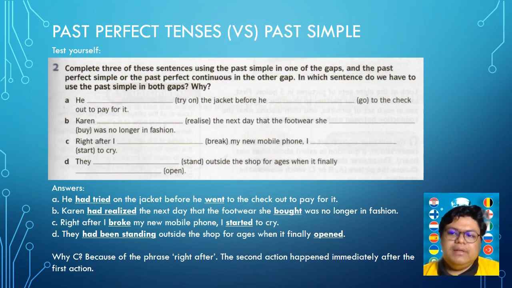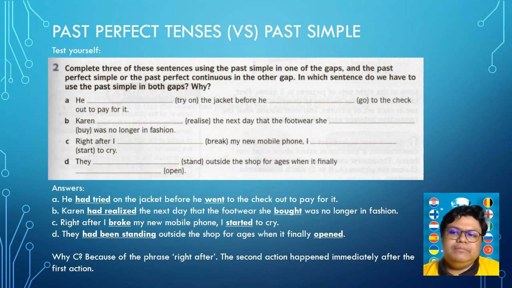Okay, C, right after I broke my new mobile phone, I started to cry. This is the one that we have to use past simple for both. Okay, why C? Bawah tu ada jawab. Because of the phrase right after. Okay, the second action happened immediately after the first action. So kita kena gunakan dua-dua past simple. Okay, tak ada guna past perfect tense untuk kedua-dua gap.